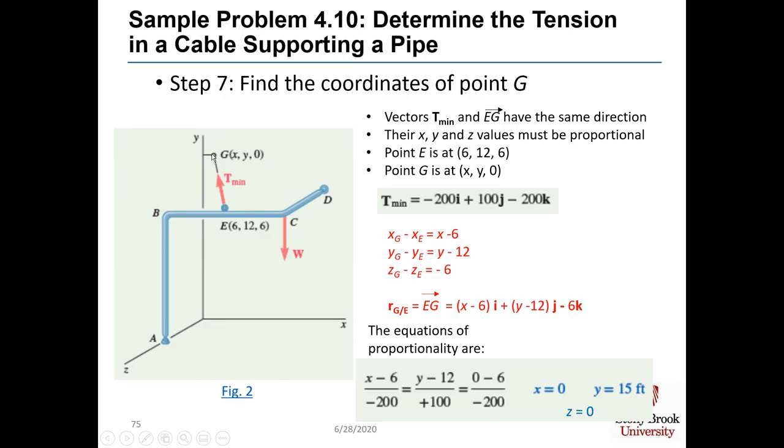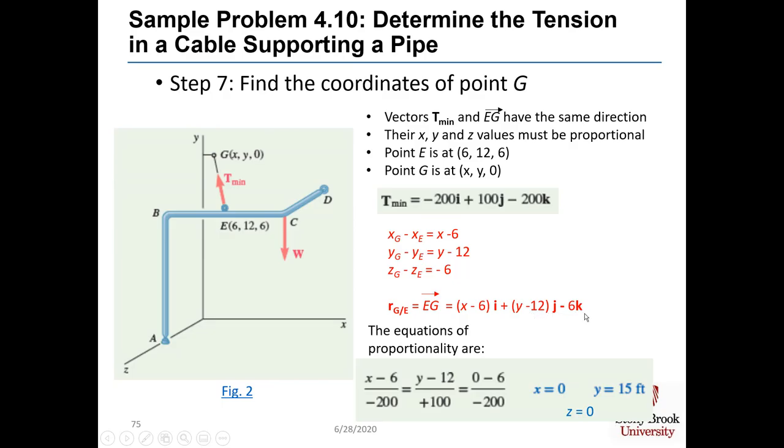Point E is at 6, 12, 6 from the prior diagrams. Point G, we don't know its x and y coordinates. We just know that z equals 0 because that's the definition of the wall in this diagram. The wall is the YX plane. So we can calculate our vector r sub GE. It's x minus 6 times I plus y minus 12 times J minus 6 times K.